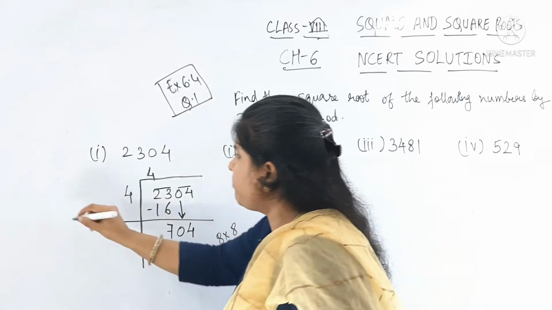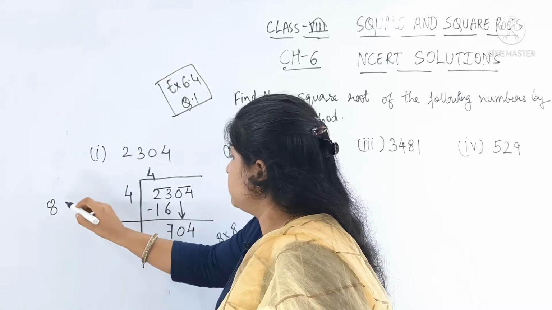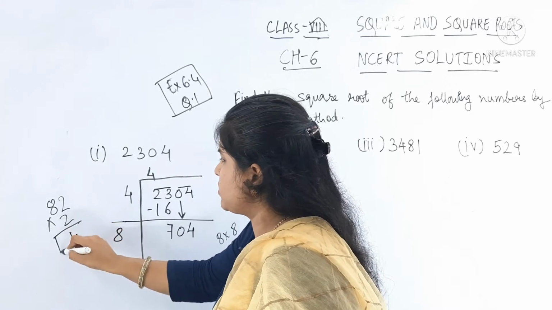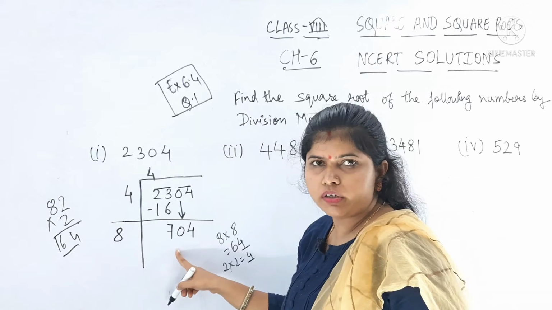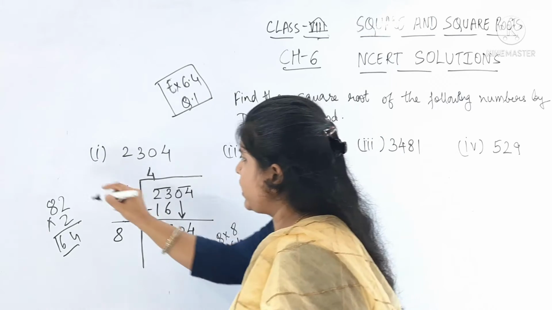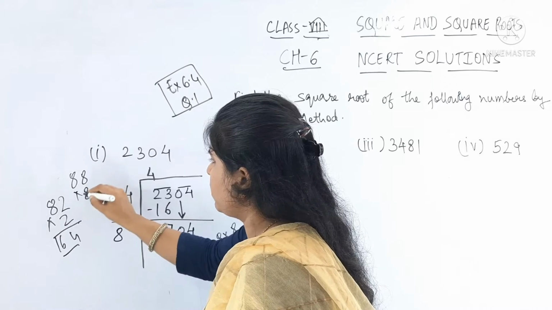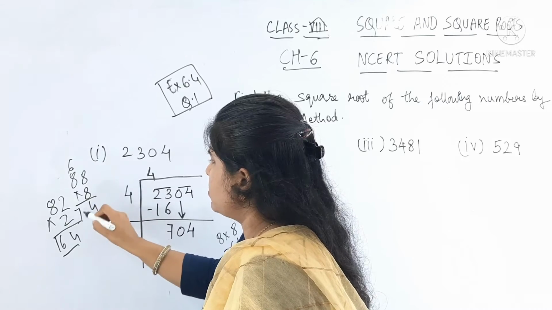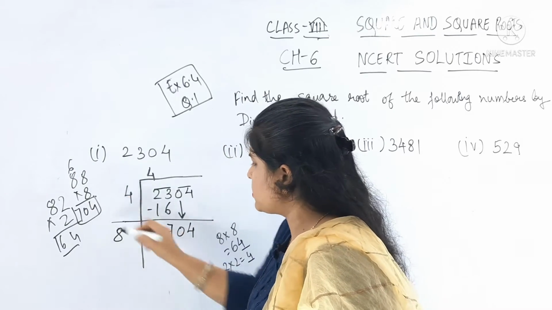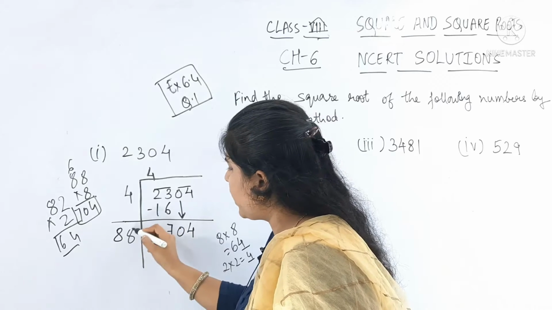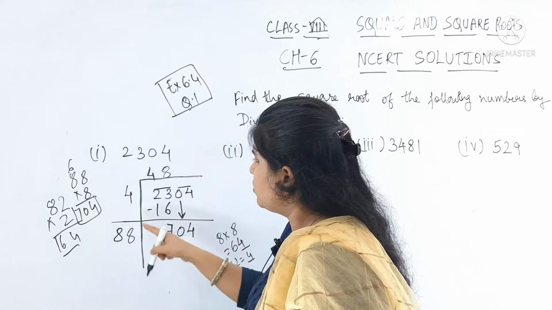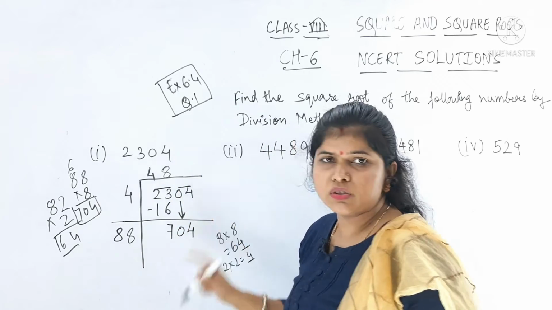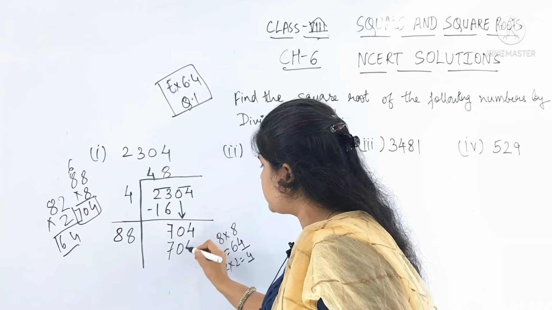So what we have to do here is check 82 into 2. 2 2s are 4, 2 8s are 16. So 164 is not here. Now we will check for 88. 88 into 8: 8 8s are 64, plus 6 is 70. I am getting 704, so this is our answer. So we write 8 here, 88. Both numbers will be the same here and in the quotient also. That will be the square root. Okay, that is the rule.